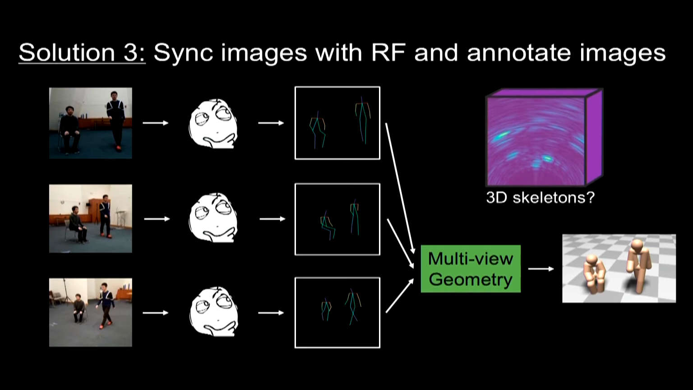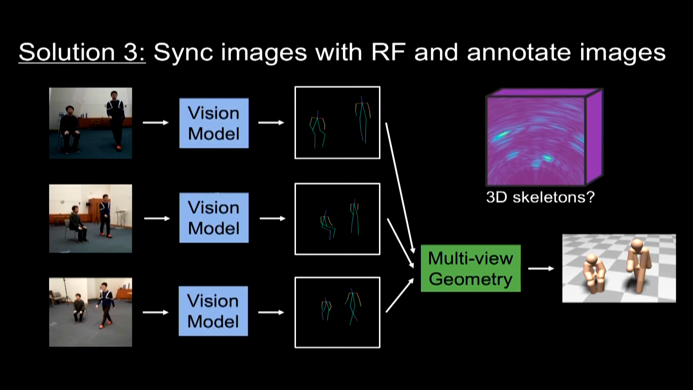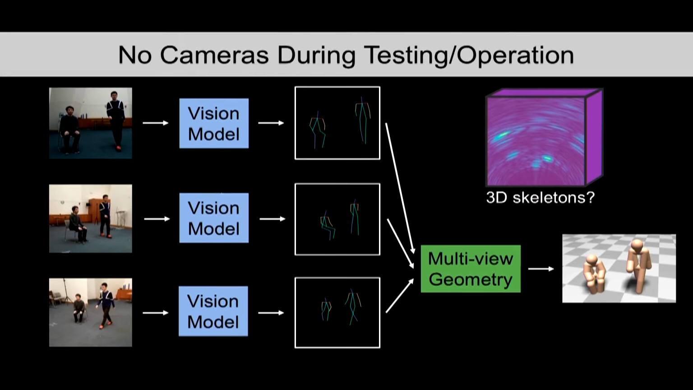What is even better is that we can use state-of-the-art vision algorithms to replace humans. We can use a vision-based neural network to extract 2D skeletons from images. Due to the recent development in vision, those models actually work very well, almost as good as human annotators. So now we don't even need to annotate a single image. This enables us to collect a huge amount of data in a short period of time. And of course, those cameras are no longer needed once we train the model. Now let me show you the evaluation of our system.